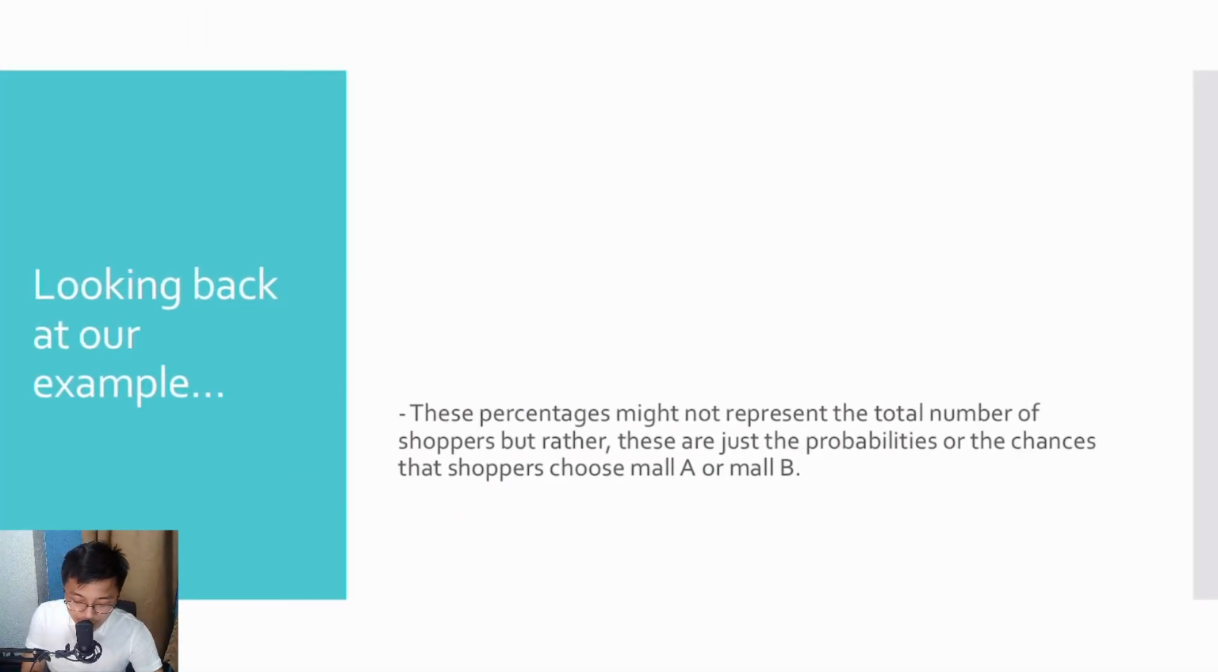So, balik tayo dun sa example kanina. We know that we have this matrix, diba? 0.75, 0.25, 0.4, 0.6. So, these percentages might not represent the total number of shoppers, but rather, these are just the probabilities or the chances that shoppers choose mall A or mall B. So, the experiment earlier, hindi talaga sure kung yun yung dami ng tao na pupunta sa mall na yun, but that's just an estimate of the probability or how likely the persons will shop at that specific mall. So, yun yung sinasabi ng mga percentage na to.